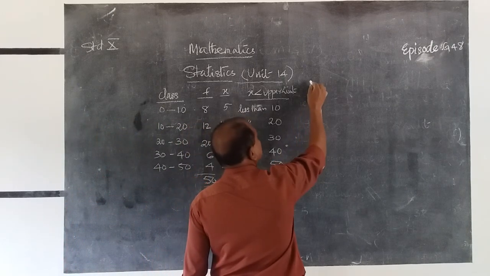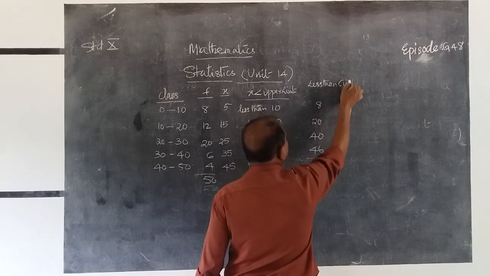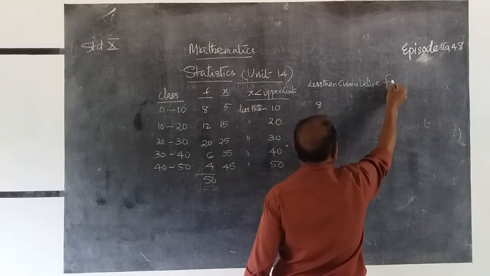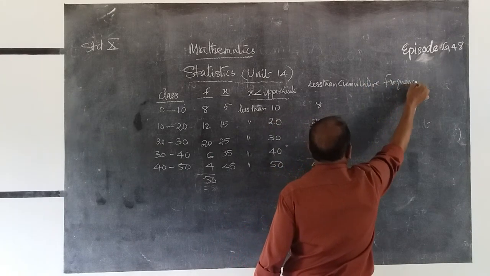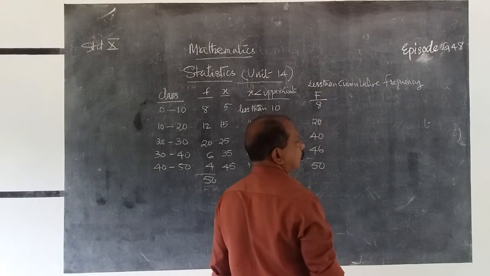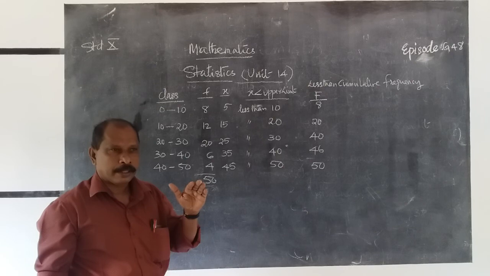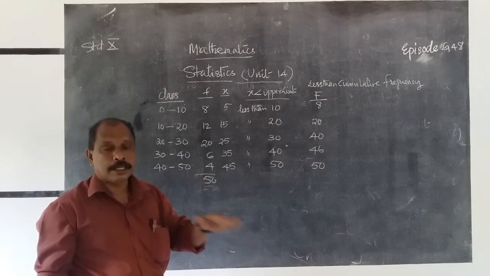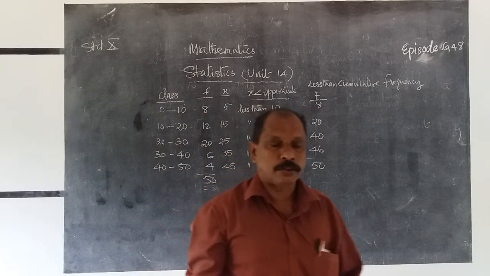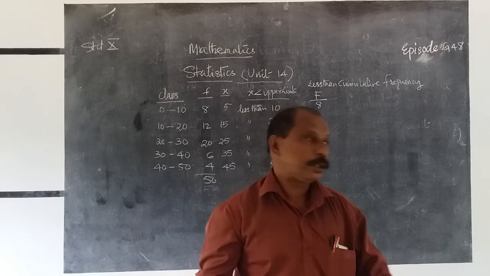Therefore, this is known as less than cumulative. Any item less than the upper limit, its frequency is the sum of the frequencies of that class and the previous classes. It is known as less than cumulative frequency.